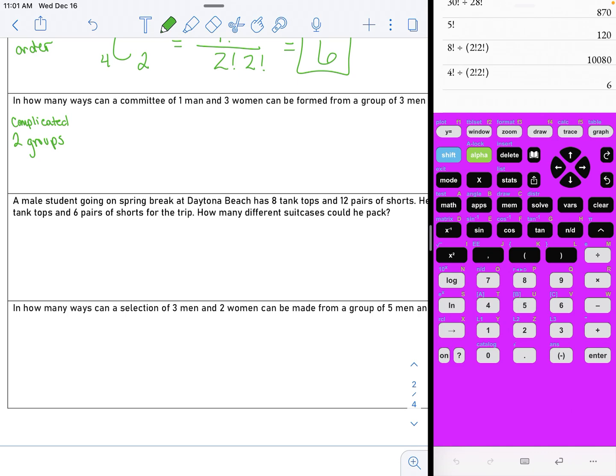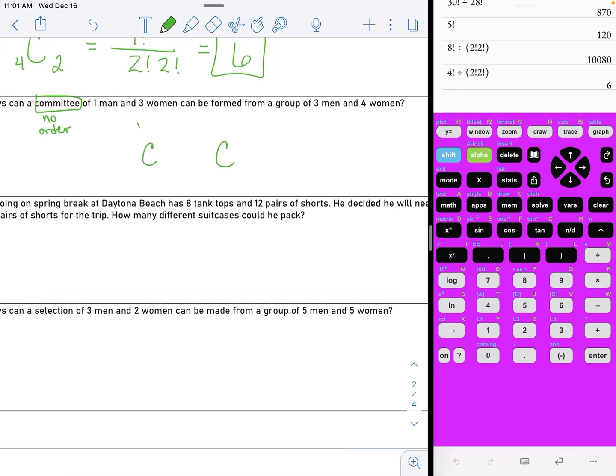So the most important thing is that the word committee doesn't really matter about the order, it's just the group of people. So I'm going to write no order. Because there is no order, this is definitely a combination problem. However, because there's two different types of groups that we have, and we want specific things out of those two different groups, this is a double combination problem. That's kind of mean, isn't it?